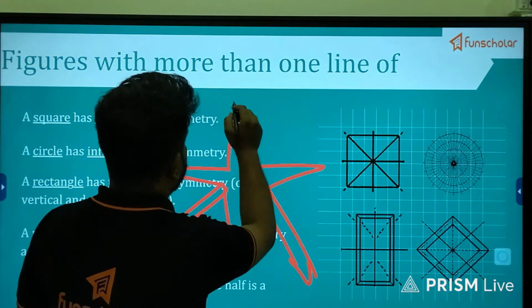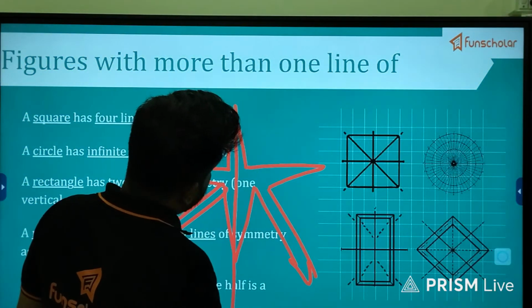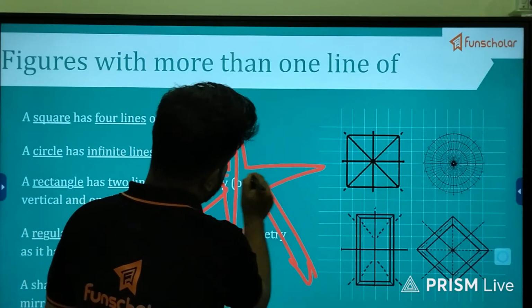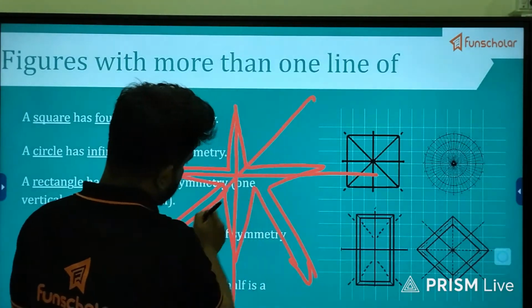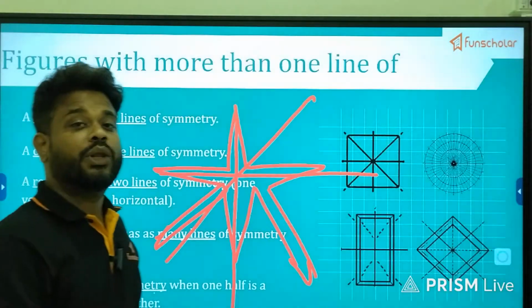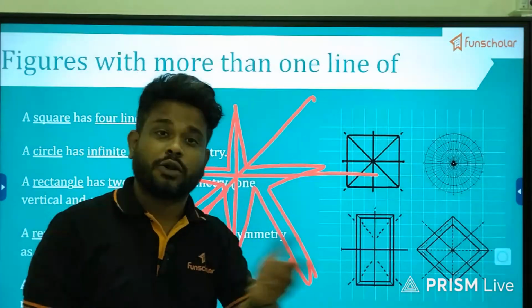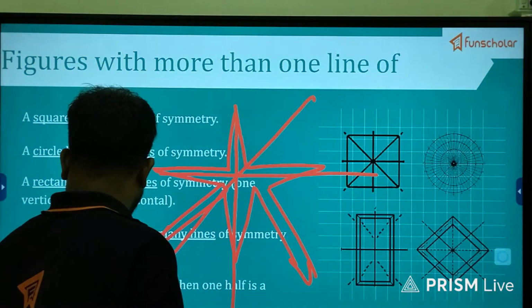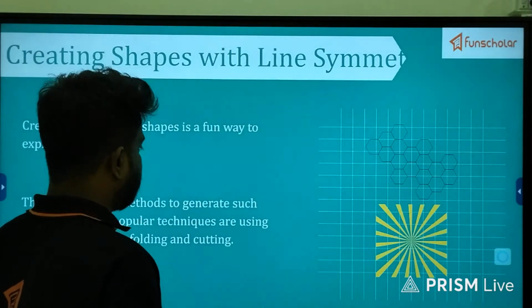Okay, so I can cut it down like this. I can also cut it down like this. I can also cut it down like this. Okay, so it will have more than one line of symmetry. Okay, so let's go next.